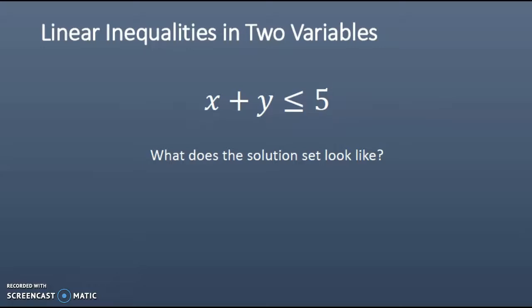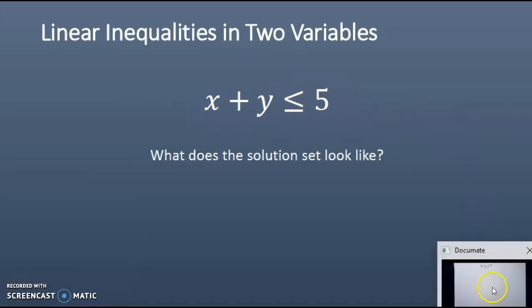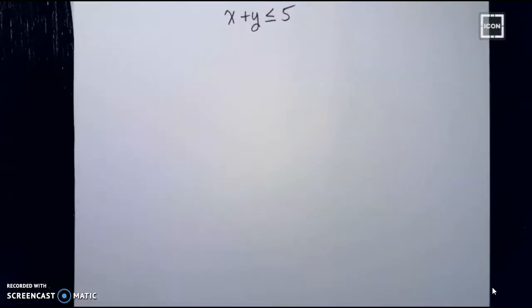So here we have x plus y is less than or equal to 5. Remember, the solutions to an equation in two variables are written as ordered pairs, (x, y). So we want ordered pairs that make this statement true. The sum of the x and the y coordinates could be equal to 5, or the sum could be less than 5. So let's make a list of some of the solutions for this inequality.